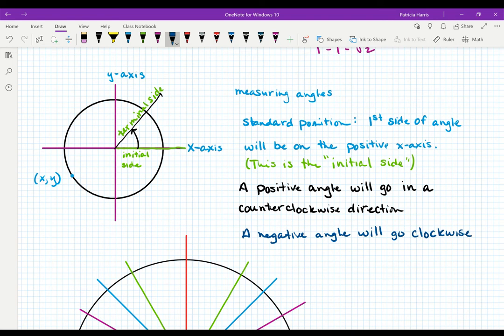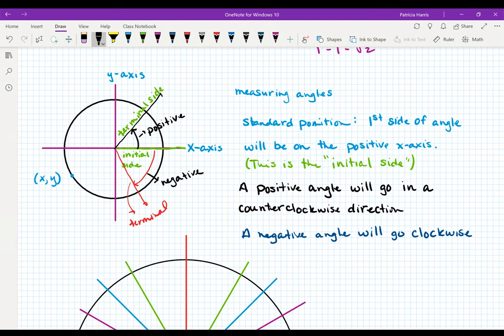So again, it will start at that standard position, the positive x-axis, okay? And if I want it to go negative, it's going to go like this. And the terminal side would be here. So again, this is a positive angle. And this is a negative angle. Now, all of this has to do with direction. So direction is highly important, okay?